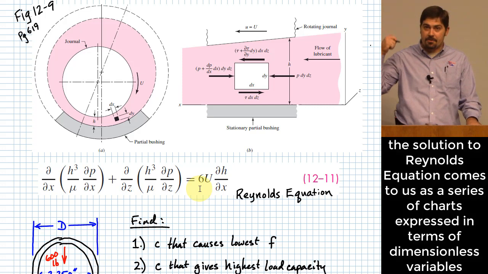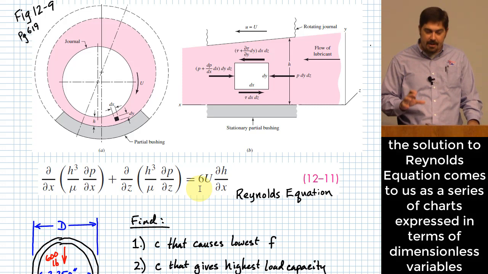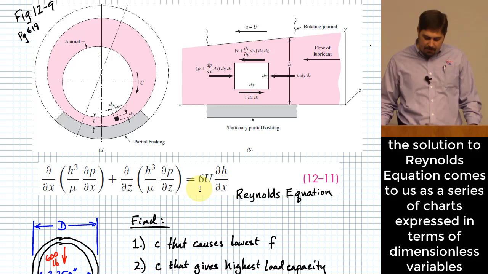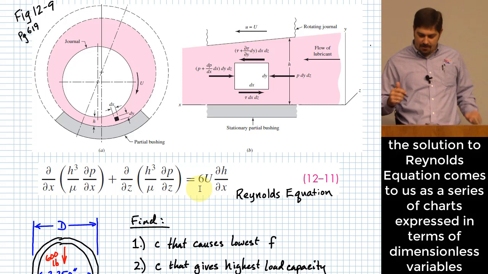That's why I wanted to put this up here, to give you an idea that there is actually an analytical technique of coming up with these relationships, but when it comes time to solve them, it's not so easy. Reynolds' equation that I'm showing up here is one that actually includes the capacity of the fluid to flow sideways, relative to the picture that I show up here.